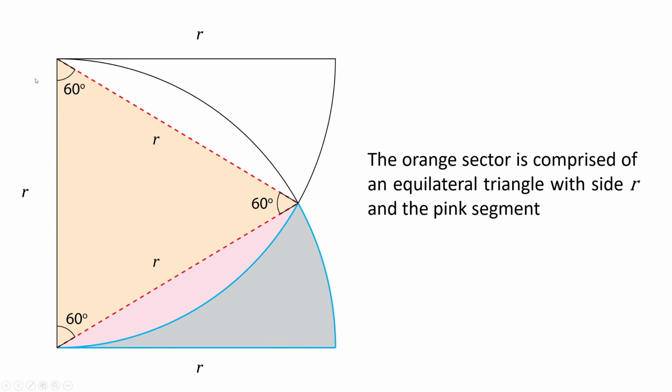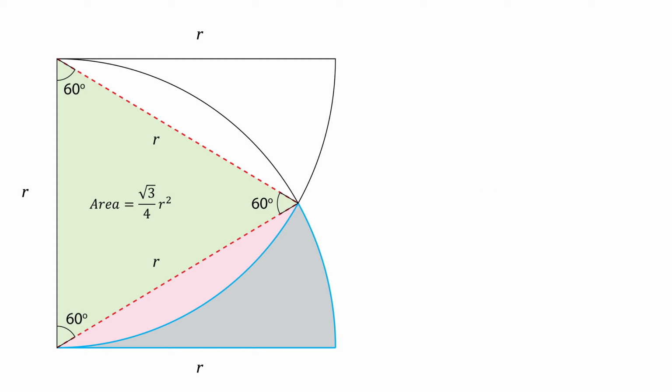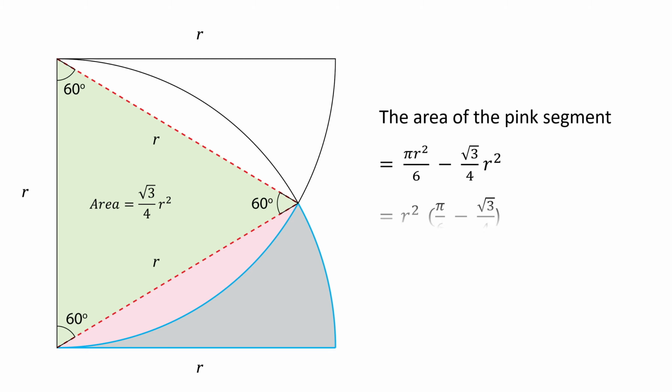The orange sector is comprised of an equilateral triangle with side r and the pink segment. The area of the green equilateral triangle with side r is equal to root 3 over 4 multiplied by r squared. The area of the pink segment would be equal to the area of the sector less the area of the equilateral triangle.